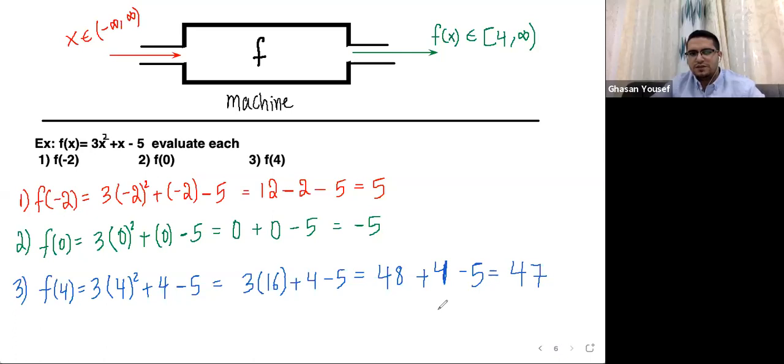Any question for this example? Okay. If no questions, let's go to another kind of function. It's called piecewise function.